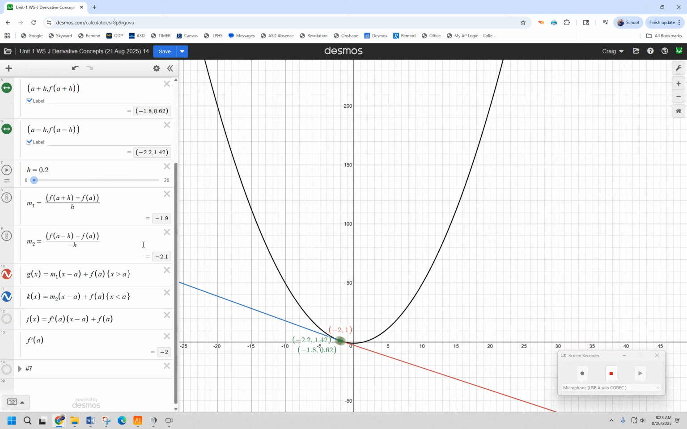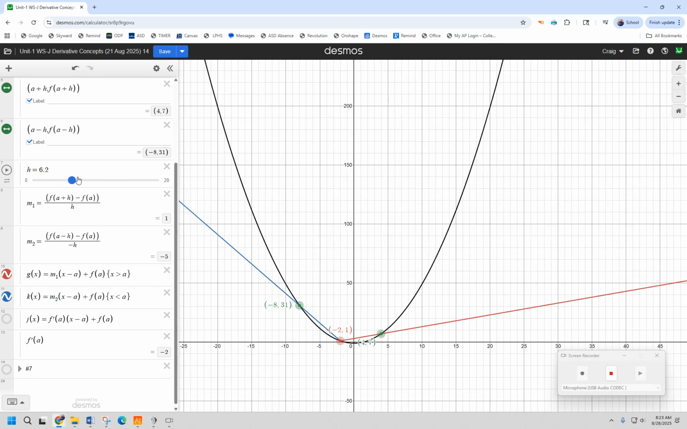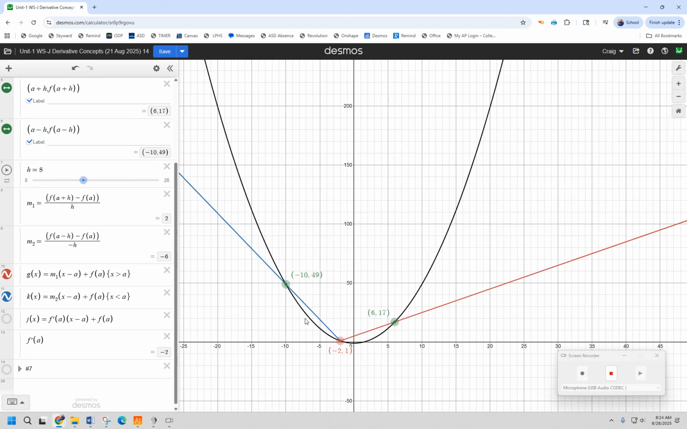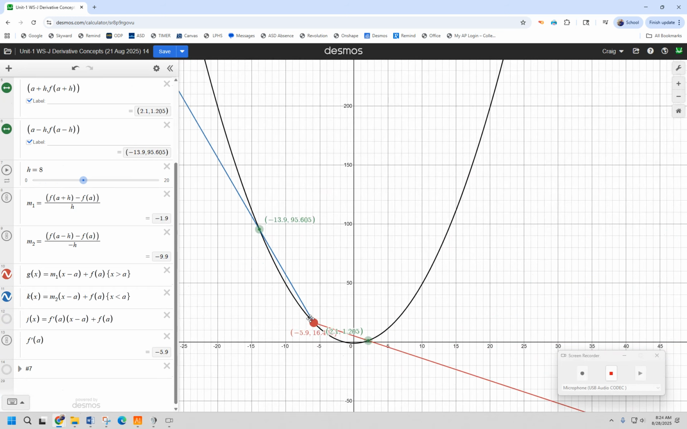So we can demonstrate that by doing the exact same thing again. You move these out, you move the point, like so. If we then make h smaller and smaller, something like this.